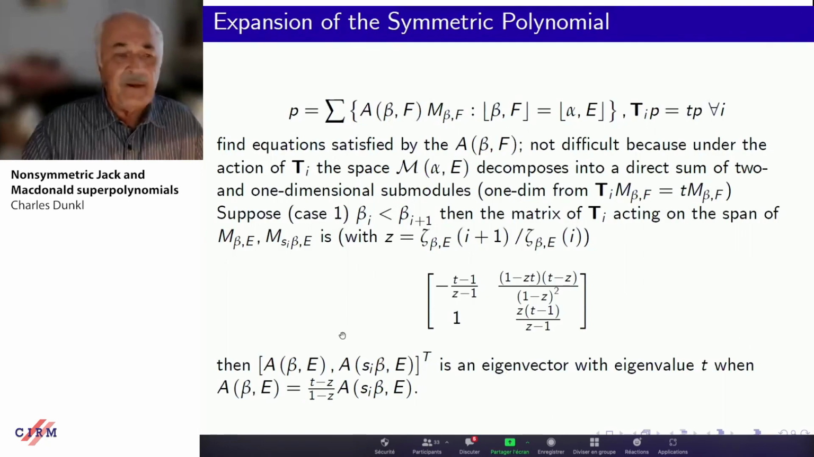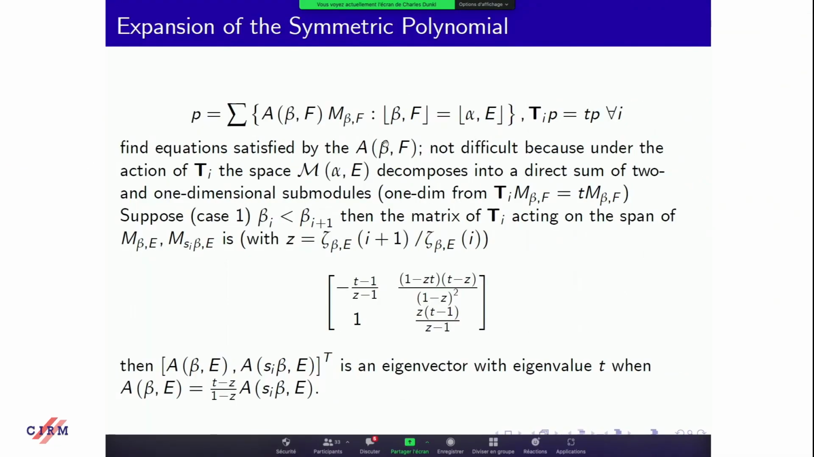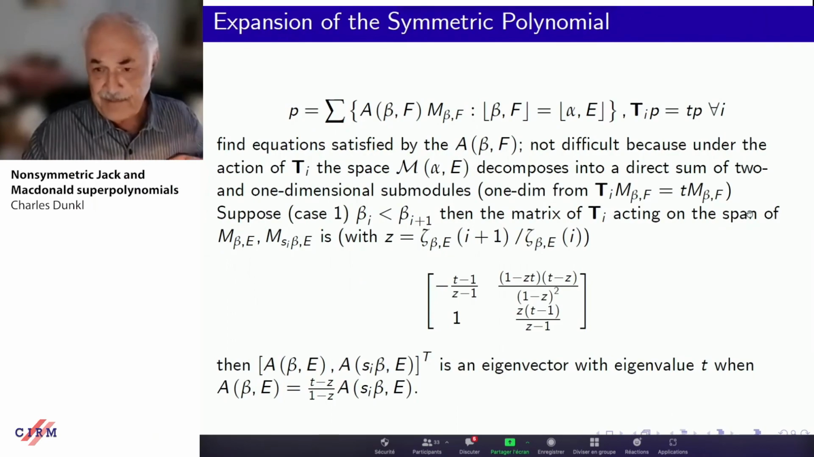How can we find the symmetric polynomial? Well, it's a linear combination of all the betas. You apply this equation. The space breaks up into one-dimensional and two-dimensional modules, because there's only these two eigenvalues. So we just find relations for adjacent coefficients.